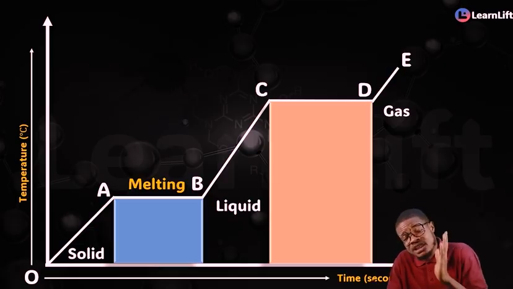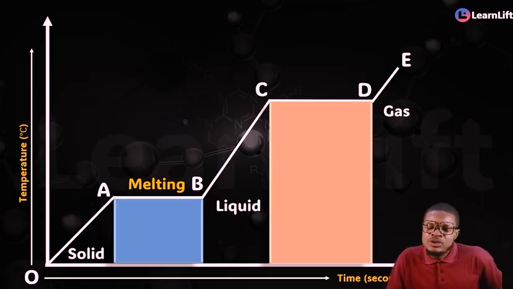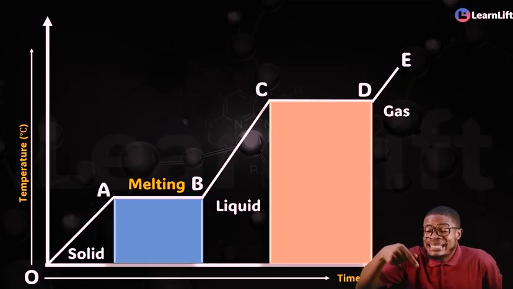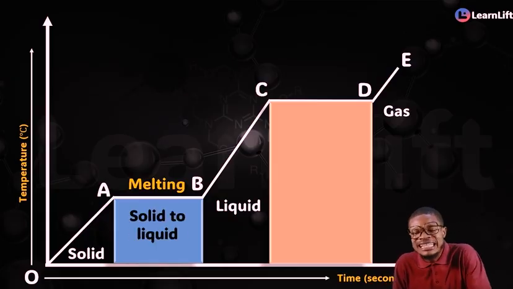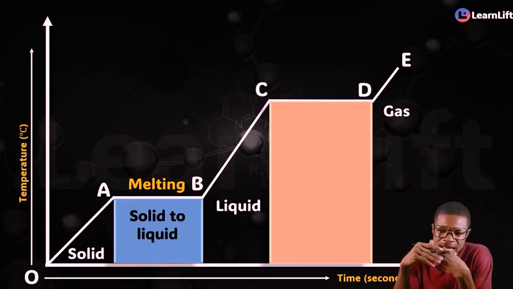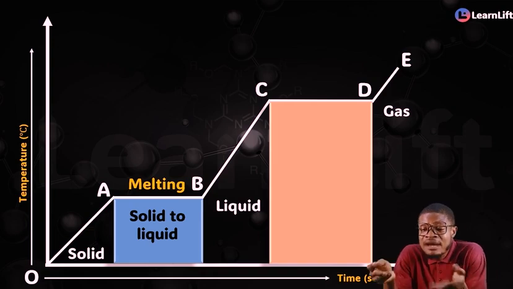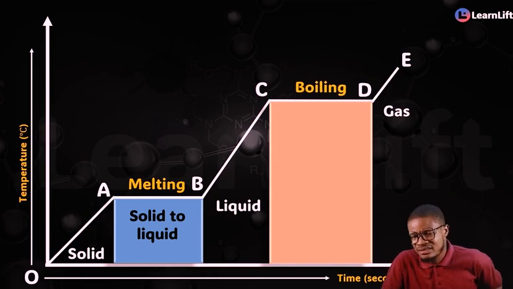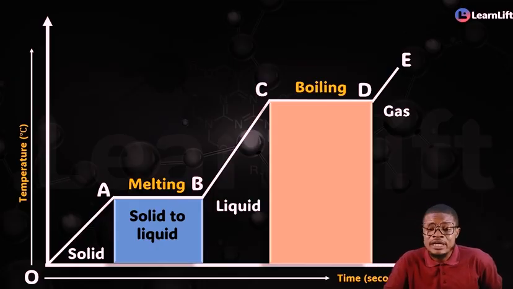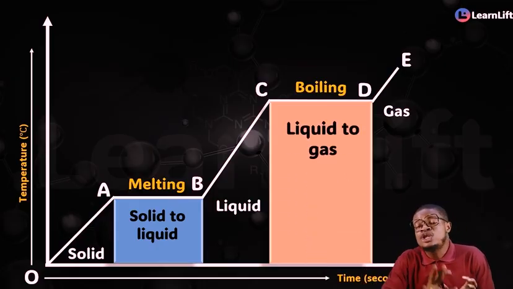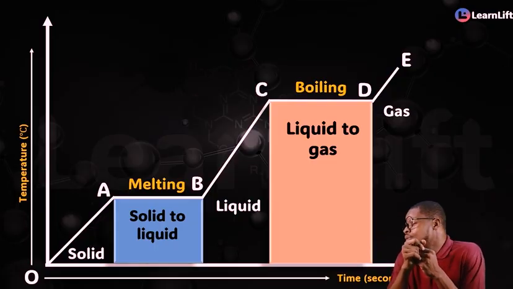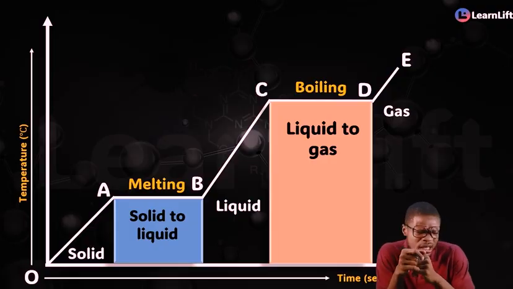Now, what is actually occurring in melting? In that melting point, what's happening there? That's where your solid transitions to liquid in that melting. And of course, your CD, what will it be? Of course, that's your boiling, right? If that's boiling, what will occur there? It is where your liquid will transition into your gas. That's where boiling occurs.